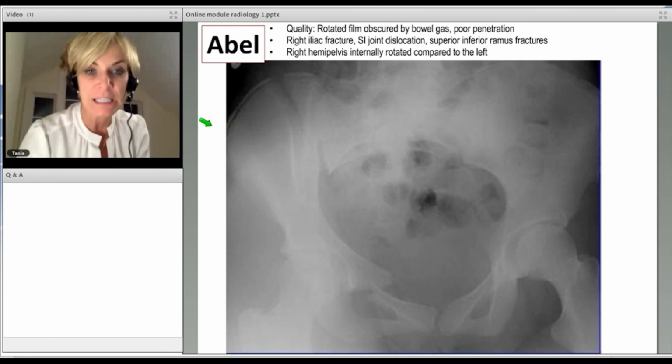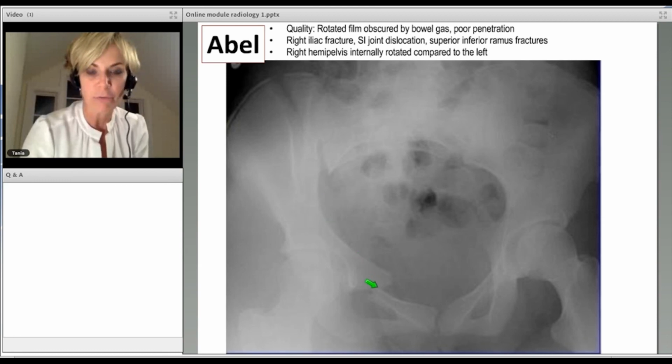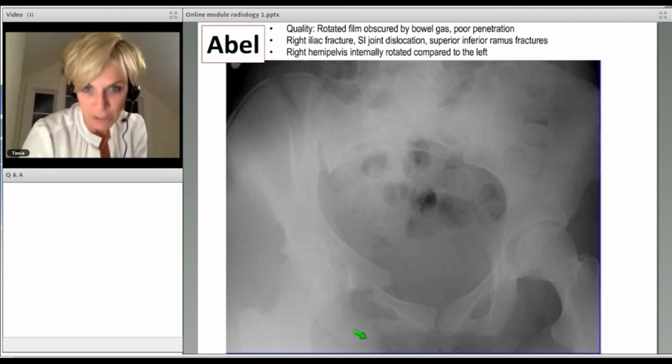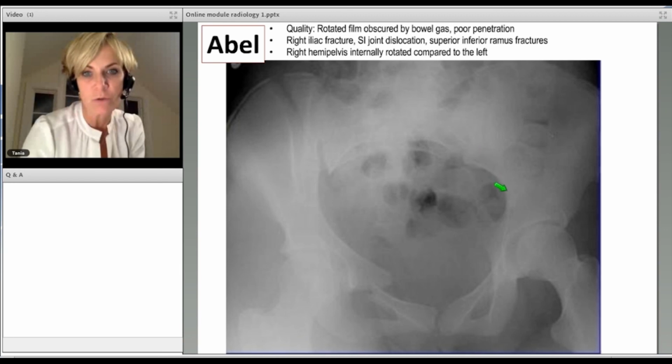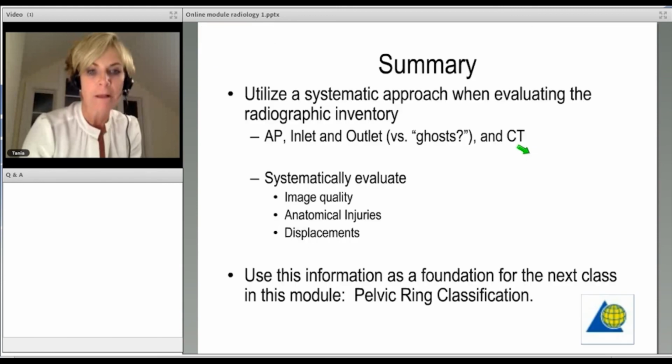But I can see his osteology is immature. He has a fracture here in the posterior ilium. I see a disruption in the anterior SI joint. Following this down, there's a fracture in the superior ramus, and I'm suspicious that that's a fracture in the inferior ramus. Now, what I don't know is if there's an external rotation deformity of the contralateral side, but certainly the right hemipelvis is internally rotated compared to the left hemipelvis.